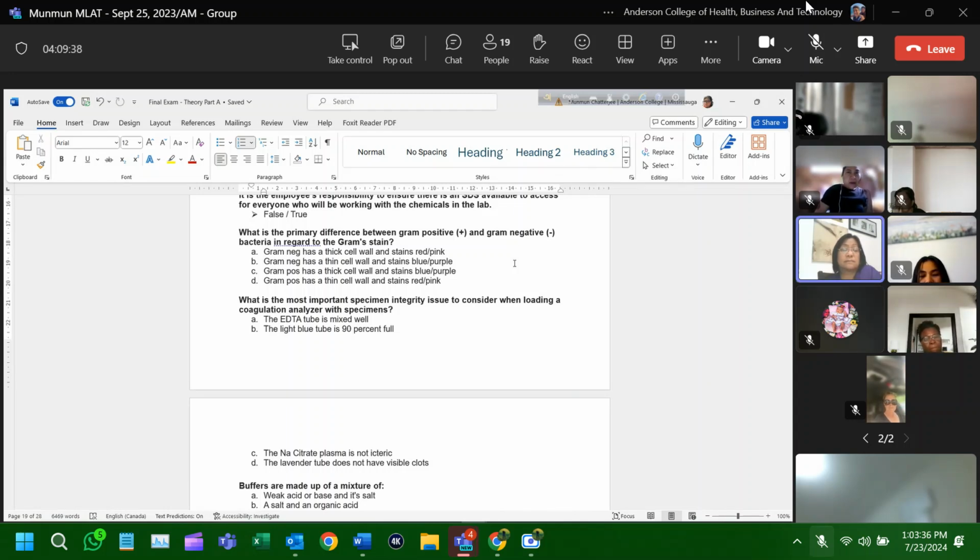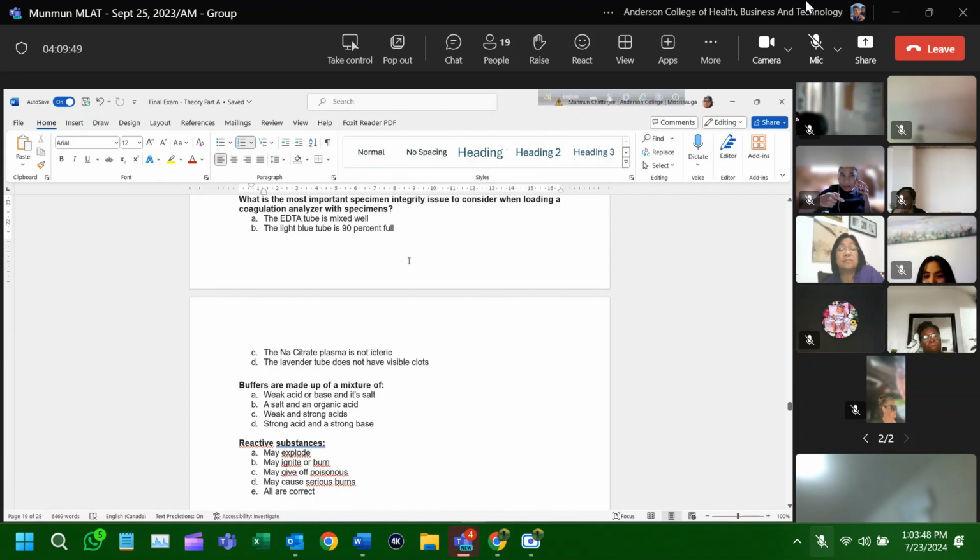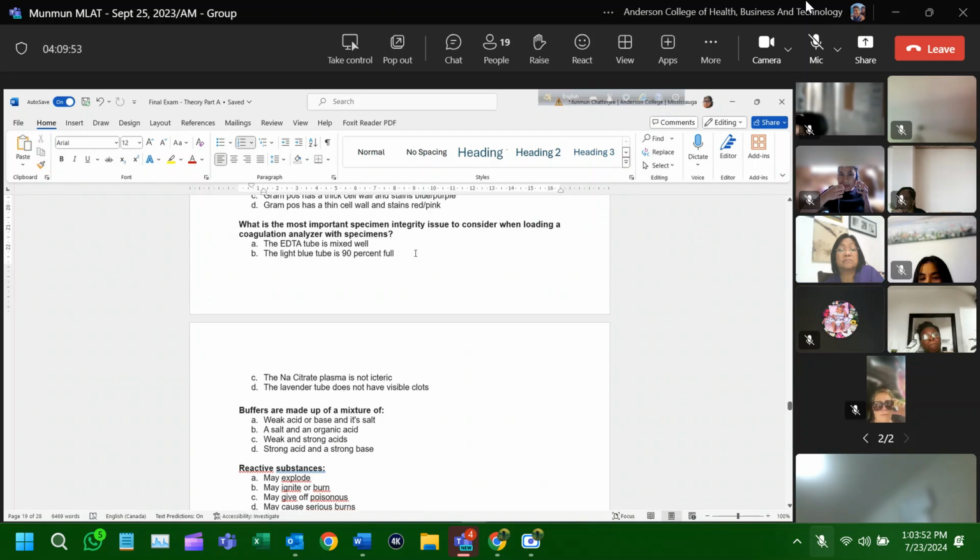Okay. What is the most important specimen integrity issue to consider when loading a coagulation analyzer with the specimen? It's either A or D. It's a coagulation analyzer. 90% full, because that's 1 to 9. So that's B. Yes, B, 1:9. The light blue tube should be 90% full. Otherwise it's going to reject it.